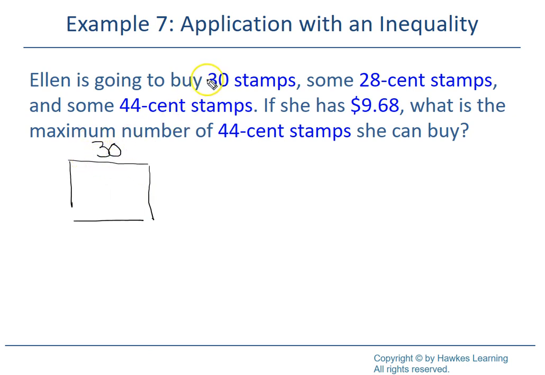Now how can I divide that 30 into two parts? Well, part of it we said was x, and the other part was 30 minus x. So, let's say that x will be the number of 28-cent stamps, and 30 minus x is the number of 44-cent stamps. And let's see, she has this much money.